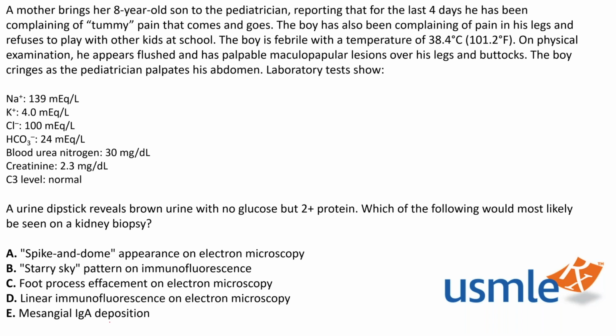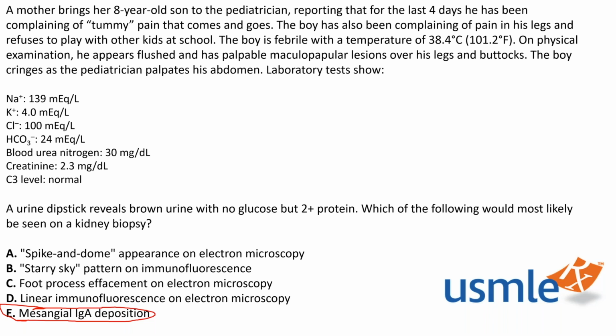So mesangial IgA deposition, that's the correct answer, and most of us got it right, so good job. So going through our answer choices again, we'll start at the bottom and work our way up. So what is this question talking about? We've got our young kid presenting with some kidney injury, as well as some abdominal pain, some arthralgias, this general maculopapular rash on his legs and buttocks.